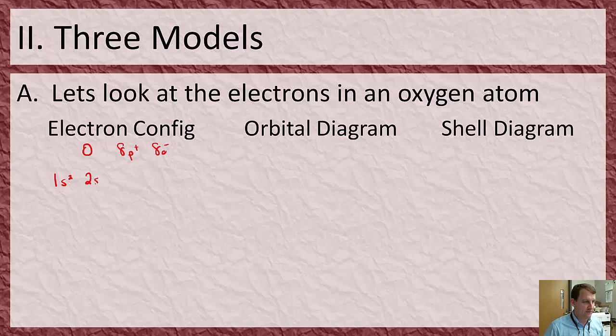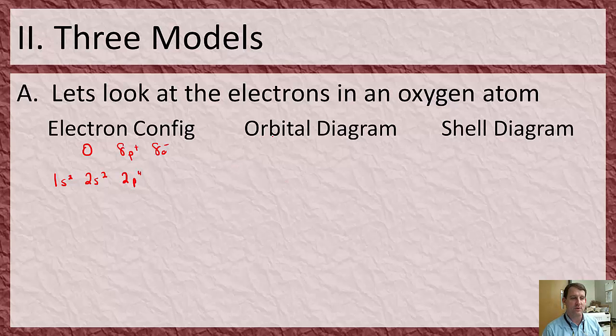My next energy level is 2s, and it's going to put 2 electrons there. And then 2p, and I've used up 4. I have 4 electrons left, so I put a 4 here. Now the P can hold 6, but we run out of electrons at 4. So for oxygen, 1s2, 2s2, 2p4 is the electron configuration.